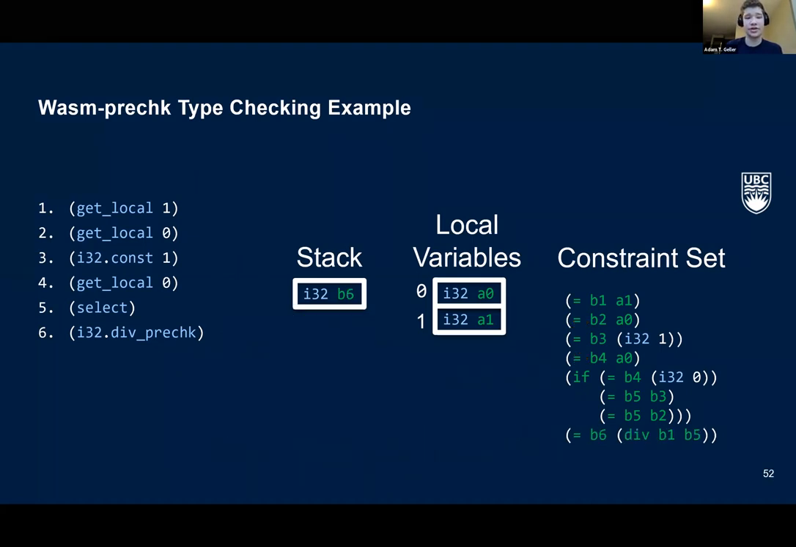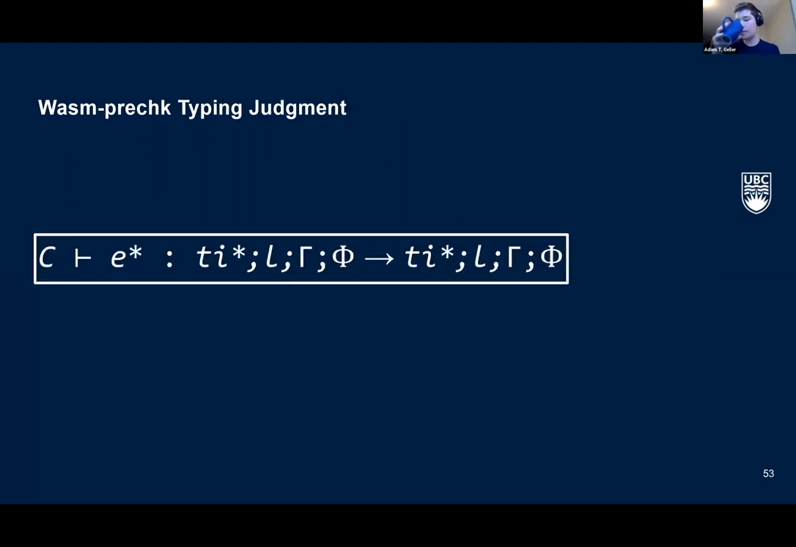So then we do the division, and we're left with just one index variable on the stack, of type I32, and it is just equal to b1 divided by b5, because those were the arguments on the stack. Now let's look at the typing judgment for Wasm-prechk, so that we can look at the type rules for these instructions.